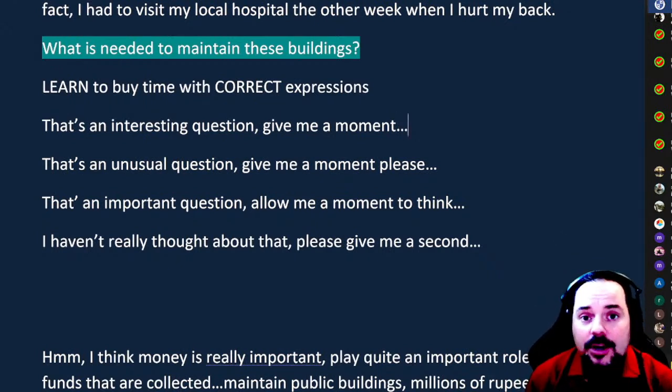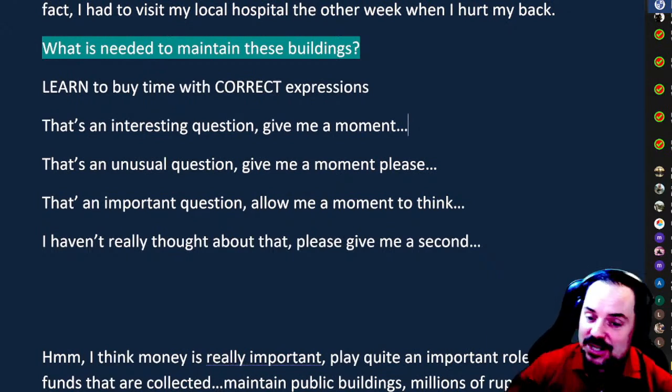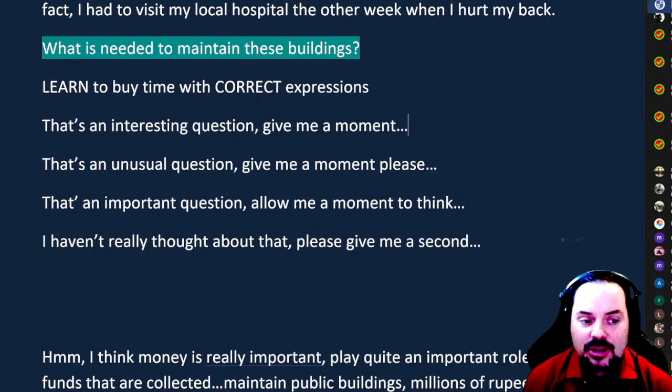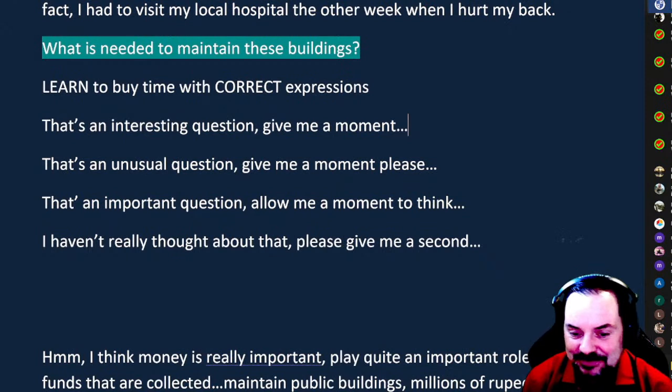Okay, now these aren't the same. You can't just use any of these for any question. That's where a lot of students make a mistake, is they just use any one of these. Like if I ask you, for example, Amrit, what is your hobby? Do you think it's a good idea to say that's an unusual question? Give me a moment, please.